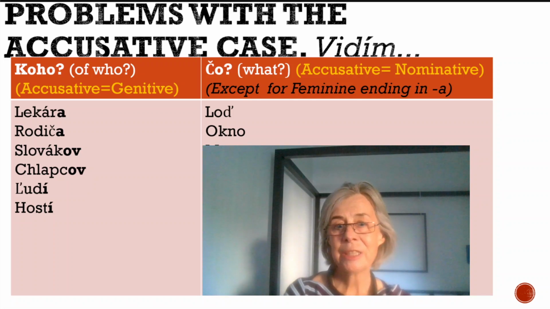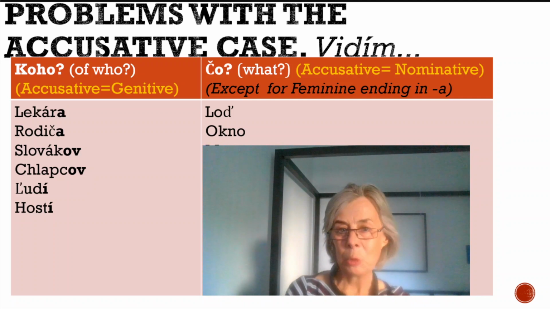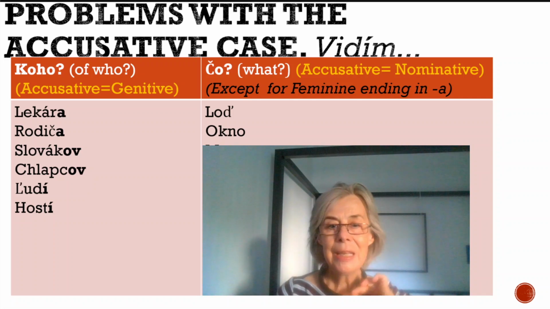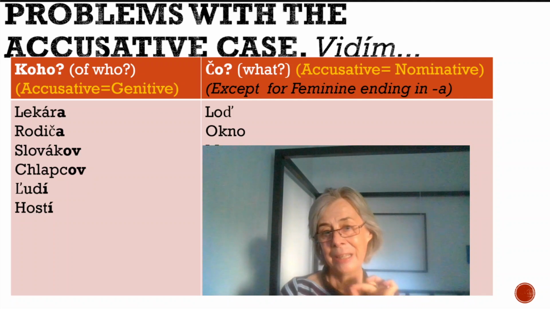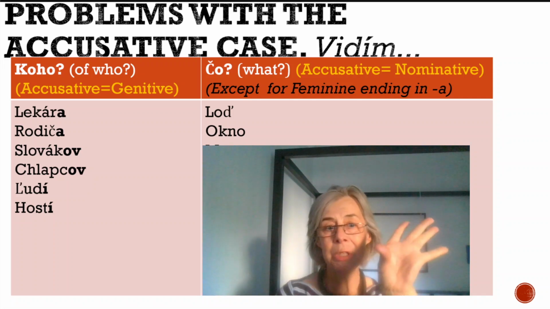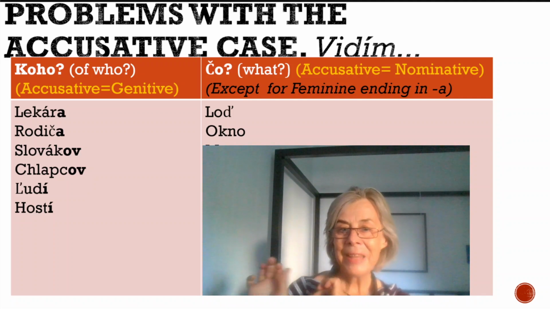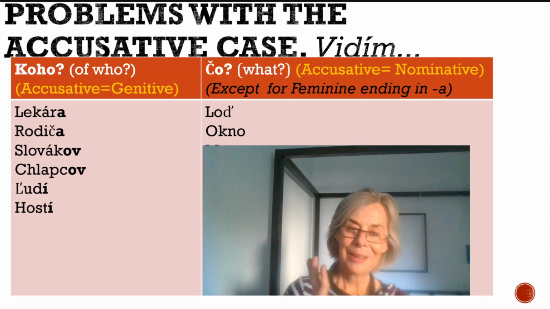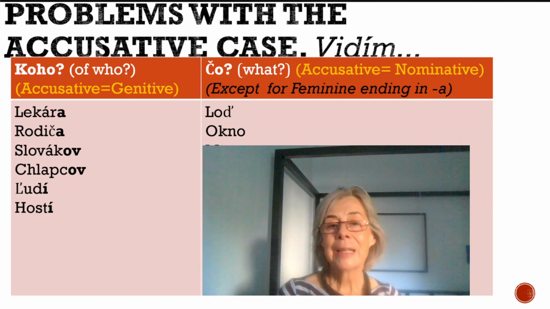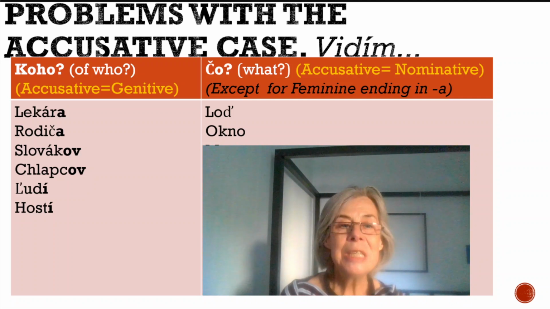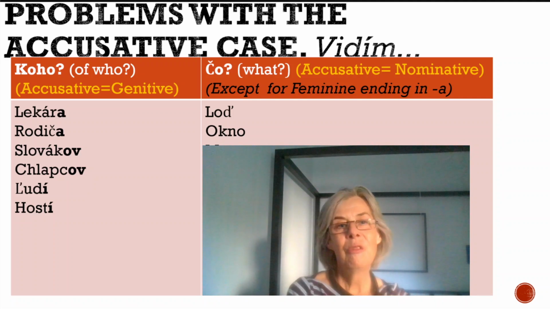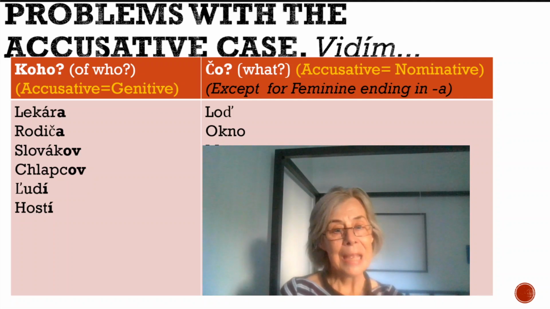For example, let's take the word vidím, I see. This word is always followed by the accusative. Vidím lekára. The ending a is always added to animate accusative. And therefore, vidím rodiča. A is also added to the word rodič, parent. For plural, the ending ov is characteristic for genitive and also for animate accusative. Vidím Slovákov, chlapcov, and also ľudí, hostí. The ending í is also kind of exceptional for genitive and also accusative animate case.